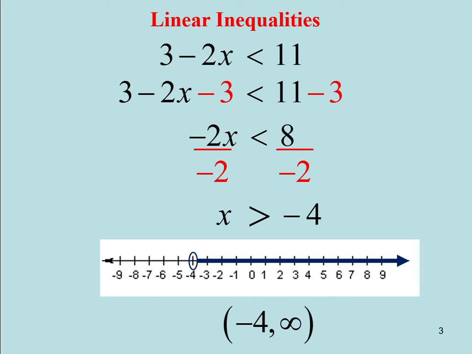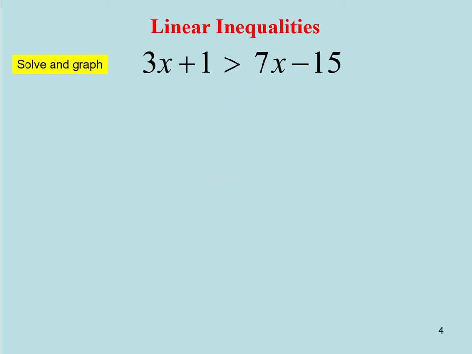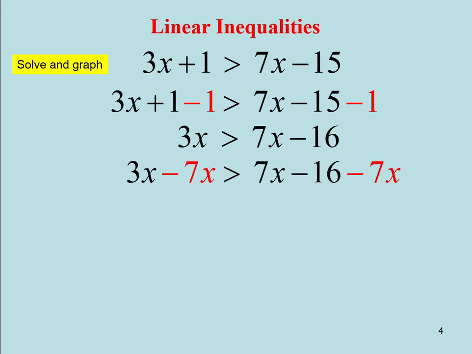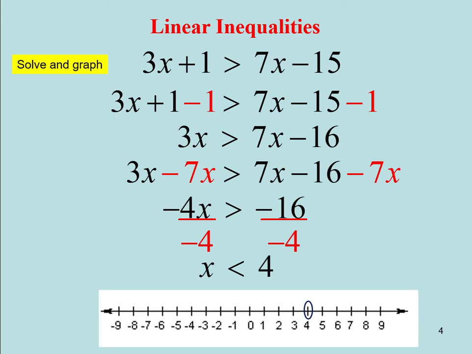Here's an inequality to try. Steps are subtract 1 from both sides, subtract 7x from both sides, divide both sides by -4, and reverse the direction of the inequality. To draw the graph of that, we put a circle at 4, shade to the left.